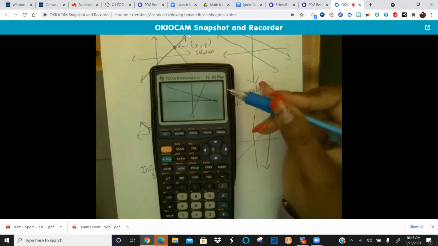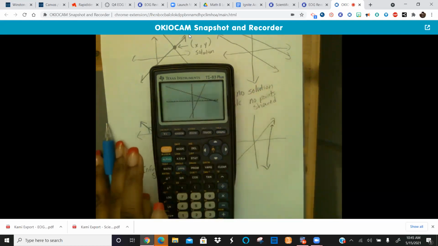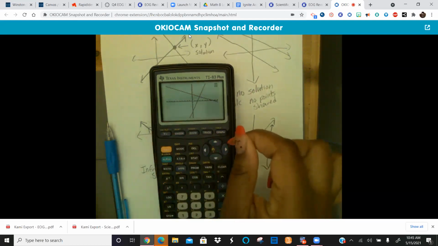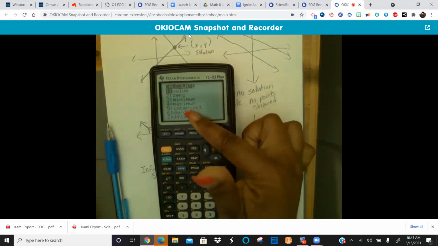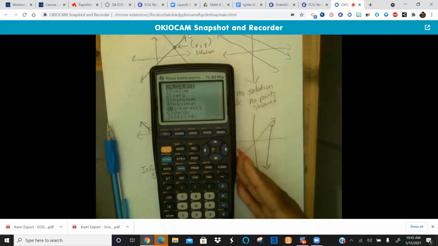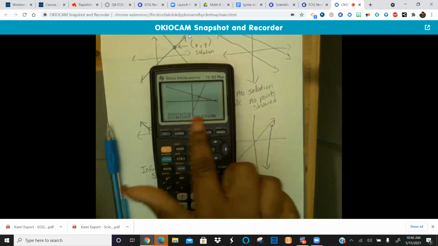So this right here is the point in which they cross each other. So what is that point? All you have to do is press the second button, second, trace, and you want to figure out where they intersect, where they cross. That's number 5. Enter, and then you're going to press enter 3 times. 1, 2, and 3. So this is the point in which they cross.